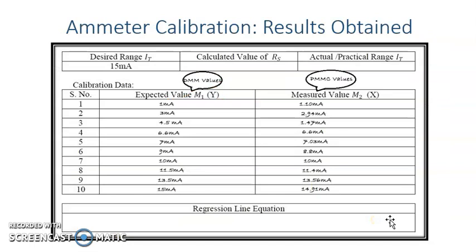So these are the values that have been obtained. So these M1 or expected values are the DMM values, that is we have used DMM as an ammeter, and the measured values M2 are the PMMC values, that is inaccurate ammeter. So these two are the set of the values. Using these set of the values, we'll do the statistical analysis and come up with the regression line equation.